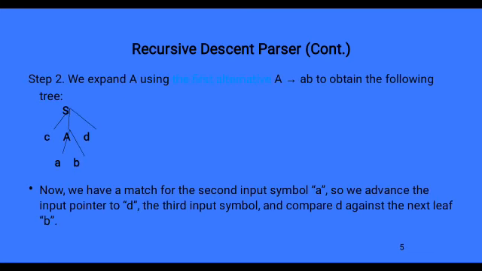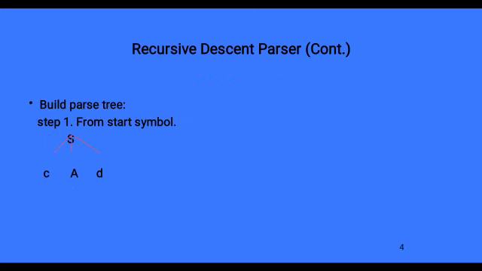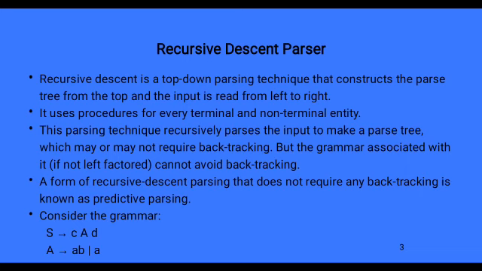In the next step, we expand A. The first alternative of A is a b, to obtain the following tree, because in the problem itself, the second production is capital A tends to small a b or small a.